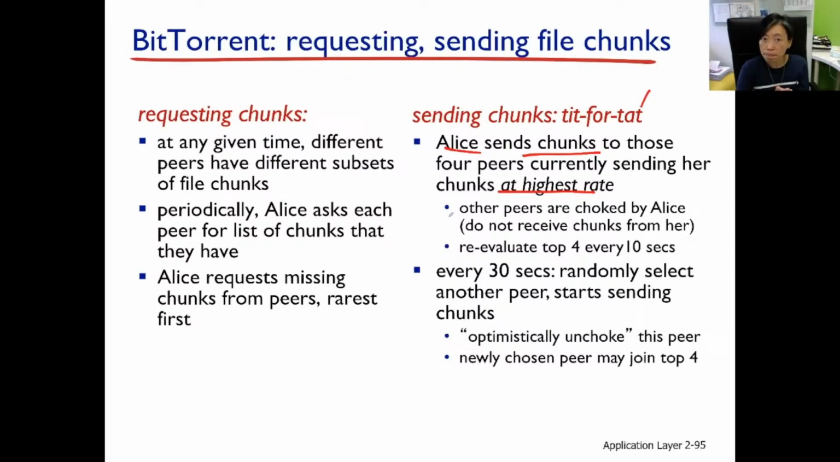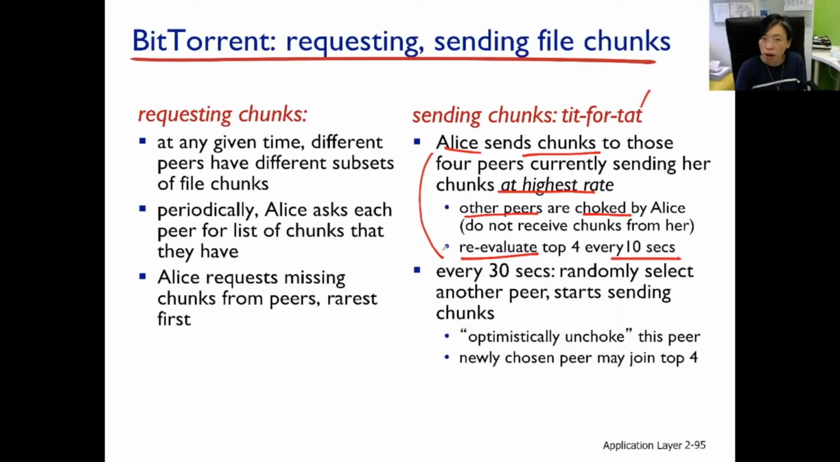But this simple strategy might create a problem. Other peers that are not sending at the highest rate will be choked. These guys might not get a chance of downloading certain chunks from Alice at all. This is actually not quite that good. So Alice will reevaluate the top 4 every 10 seconds. Those peers who discover that they are choked, that they are not downloading any chunks, might decide to contribute more uplink capacity. As a result, they might get some chunks from Alice back the next round, the next 10 seconds.